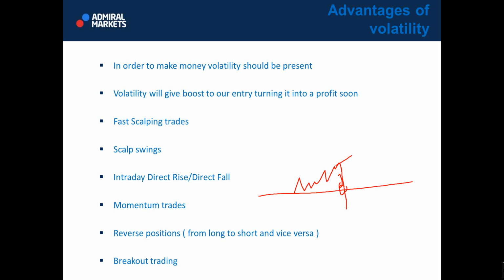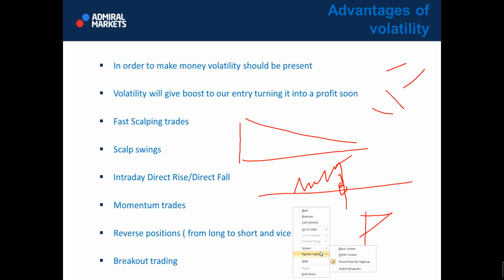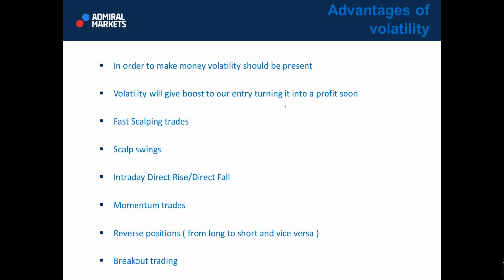And breakout trading, standard breakout trading, triangle breakouts, flags, wedges, pennants, whatever. Breakout trading is all about volatility. Low volatility can be traded by mini retracements. I will show you that in the low volatility webinar. But if you want to do breakout trading, you need to be sure that there is a proper amount of volatility present in the market.